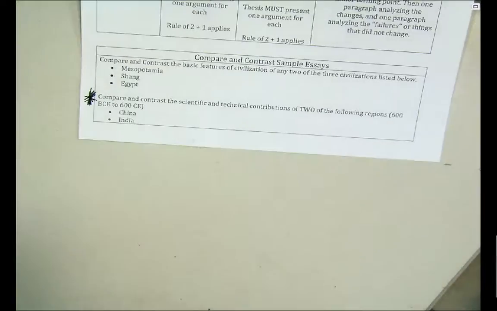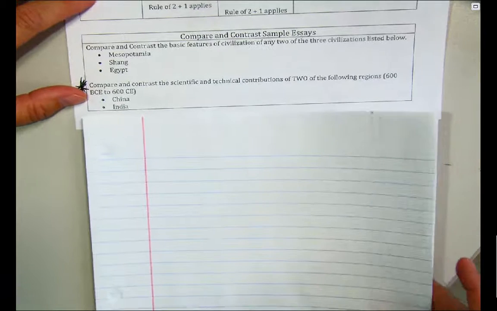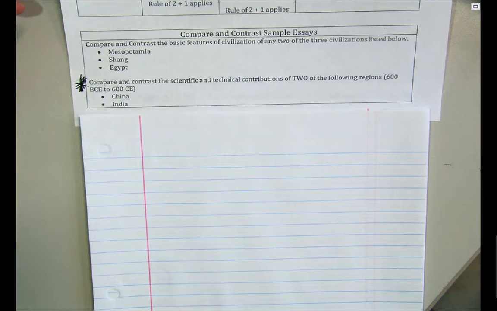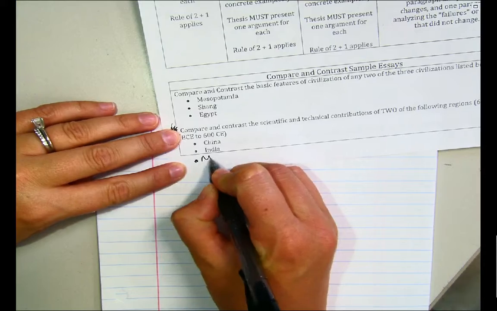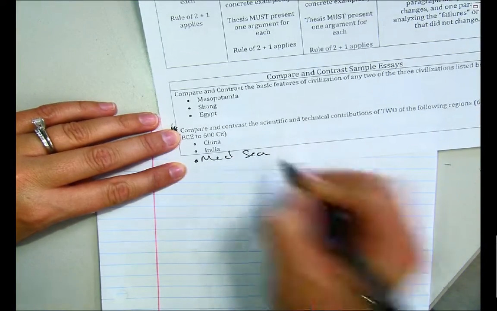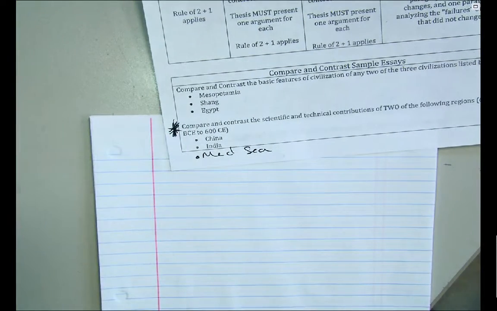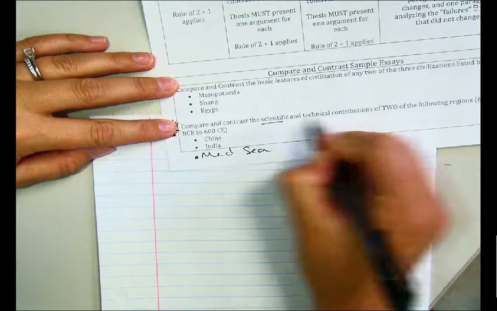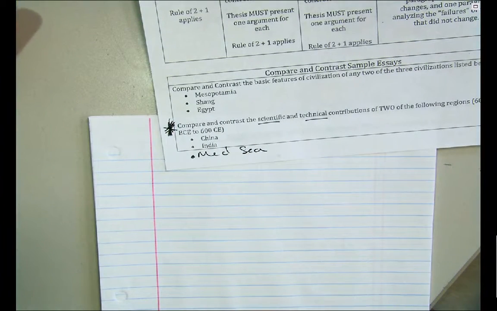So our essay prompt today is compare and contrast the scientific and technical contributions of 2 of the following regions between 600 BCE to 600 CE. I'm just going to write Med C on this side just so we have all 3 options. So we are looking at the scientific and technical contributions. So what part of our SPICE theme is it, people?